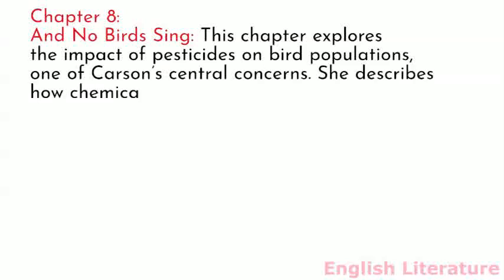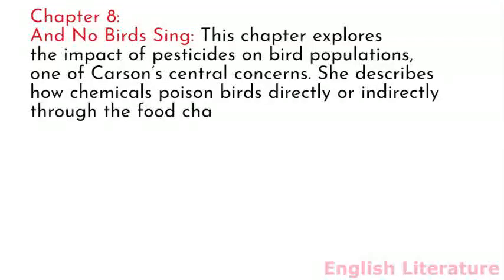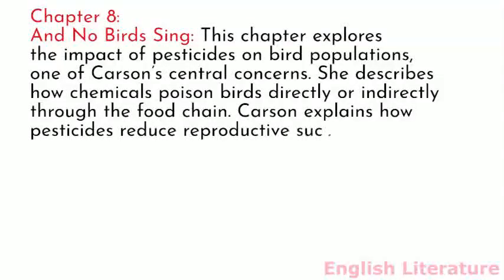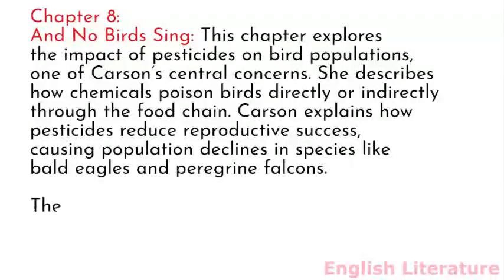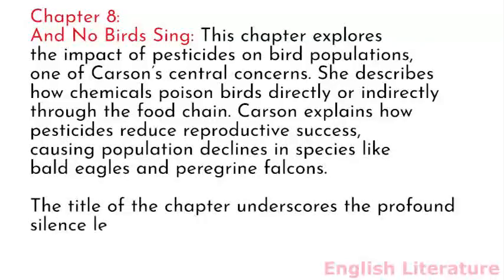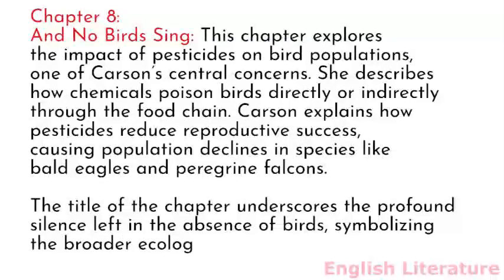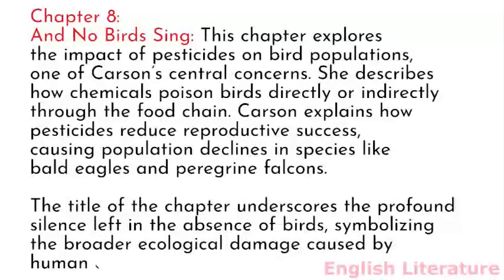She describes how chemicals poison birds directly or indirectly through the food chain. Carson explains how pesticides reduce reproductive success, causing population declines in species like bald eagles and peregrine falcons. The title of the chapter underscores the profound silence left in the absence of birds, symbolizing the broader ecological damage caused by human actions.